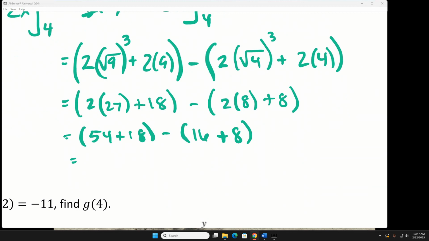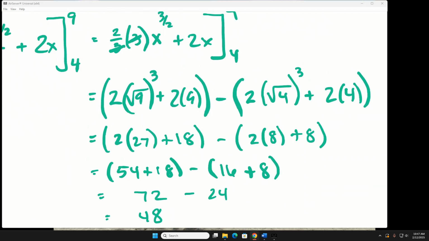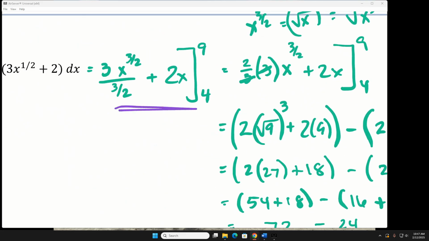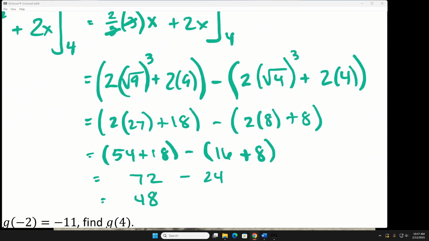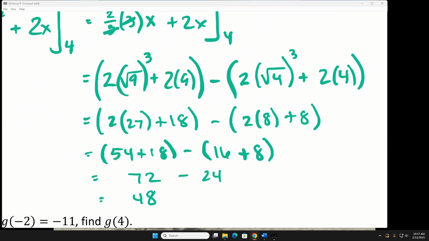All right, so eventually we are going to get 72 minus 24, which is 48. All right, any questions? Now the calculus part was this, or this right here. The rest of it was algebra stuff and arithmetic stuff. All right, all good? Okay.